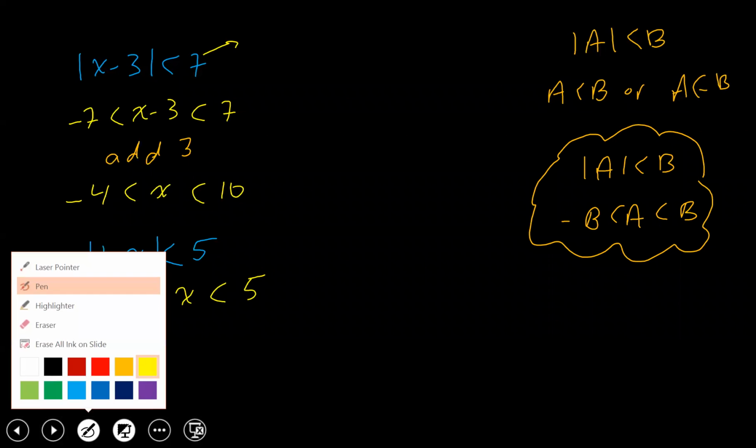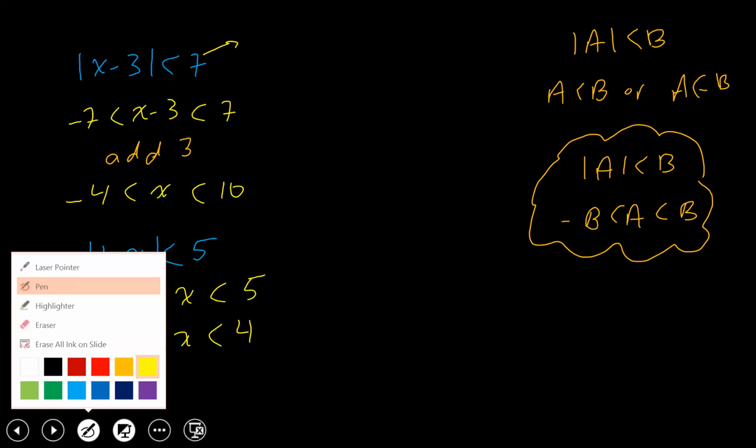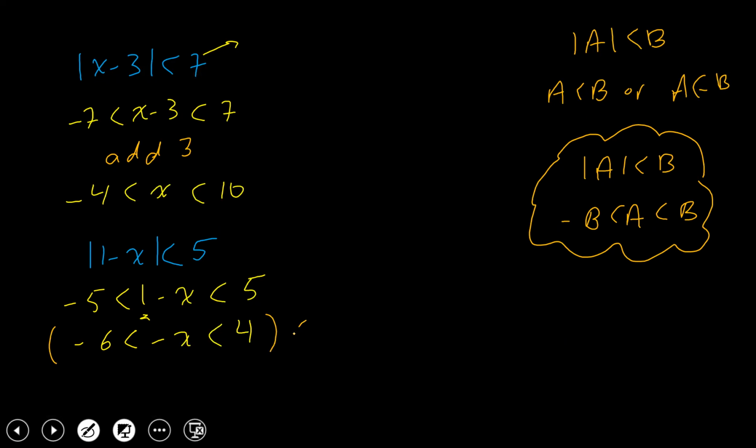What do we get? Minus 5 minus 1, it's minus 6. 1 minus 1 is 0. بيضل عنا minus x. And 5 minus 1, we get 4. But now, ما خلص السؤال. Why? Still we need x and not minus x. For this reason, multiply the whole inequality by minus 1, for example.